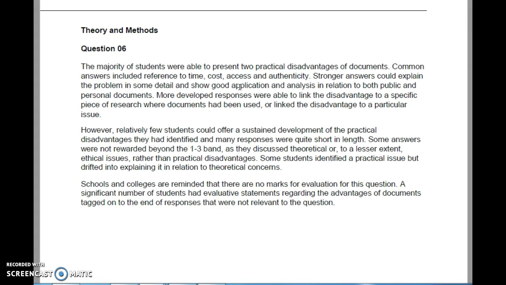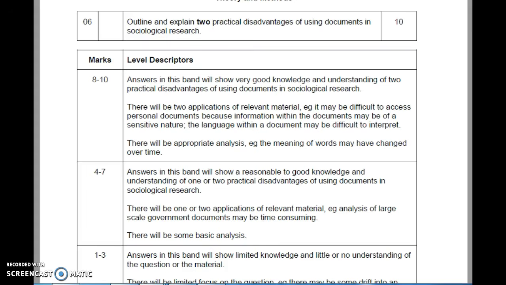Schools and colleges should be reminded that there are no marks for evaluation. There was a lot of confusion between what you were getting marks for. If you do the 10 marker with an item, there were evaluation marks available. For this one, no evaluation marks. It is just the analysis. So let's have a little bit of a cheeky look at the mark scheme.